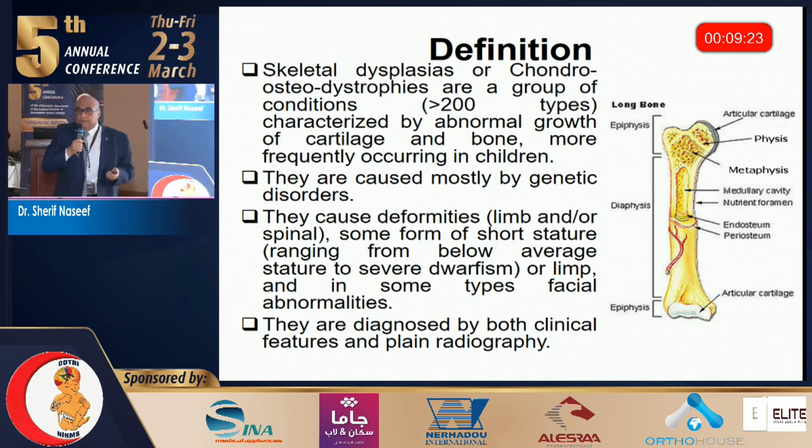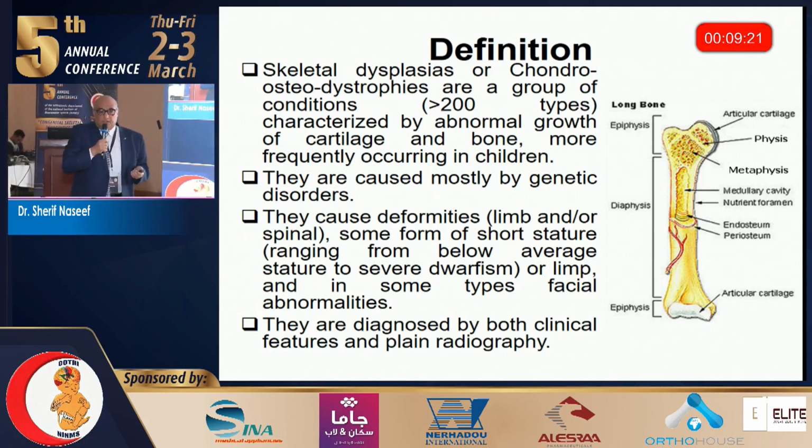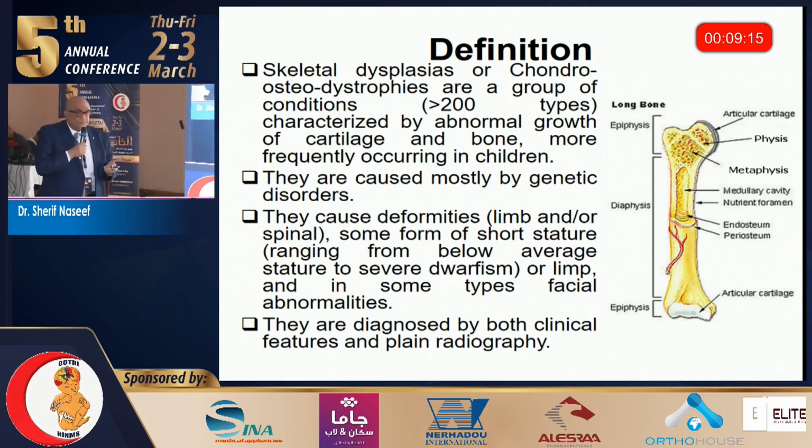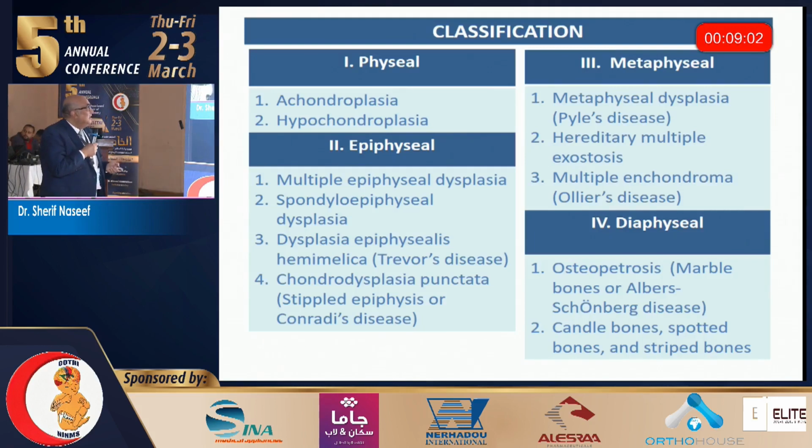What kind of deformity do you look for in case of dysplasia? Look first to the growing sites: the elbows, the knees, and the spine. Do not forget to seek these three sites in diagnosing a case of dysplasia. Again, classification of dysplasia is physeal, epiphyseal, metaphyseal, and diaphyseal, and the last is the mixed type.